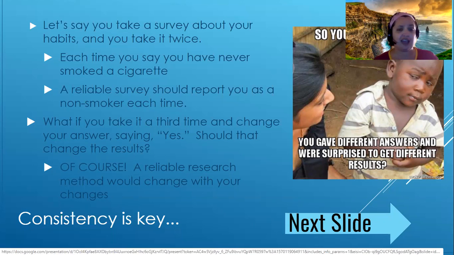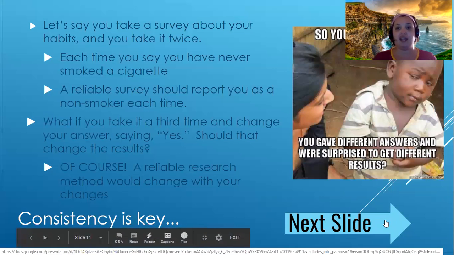It should recognize, hey, first time she said she didn't smoke. Second time she said she did smoke. Now we would label her as a smoker or a past smoker or something like that. So if it's reliable, it should change if you change your answers. That's really key. If you change your answers and it doesn't change, then I'd be worried about that test, right? But it should change if it's reliable because it's about consistency and going with the same type of answer each time, depending on what you tell it.